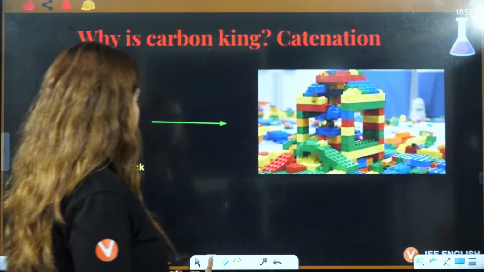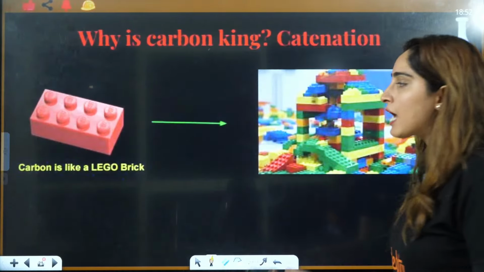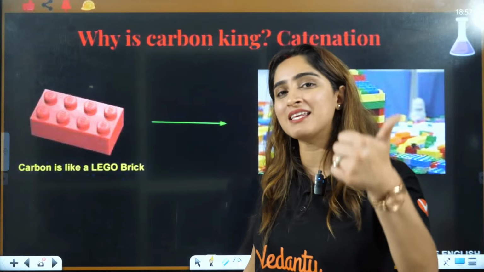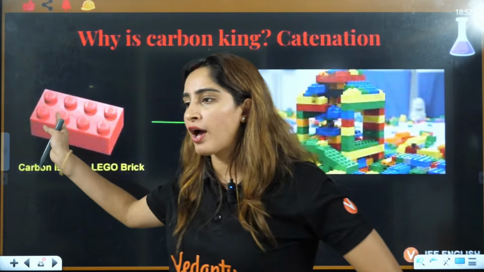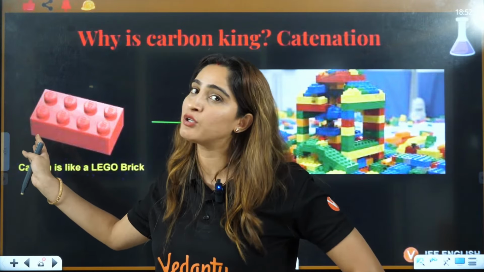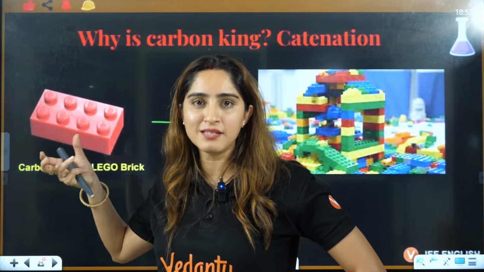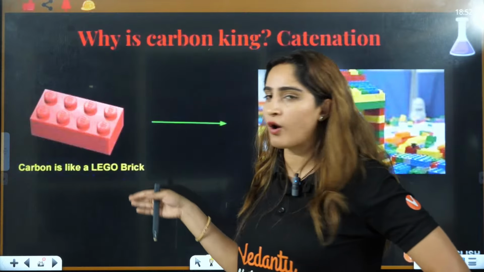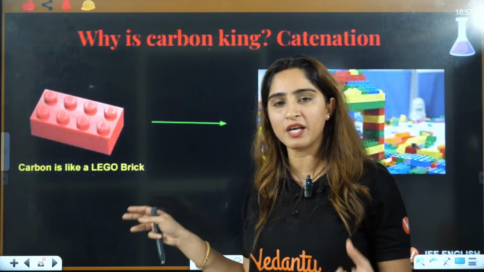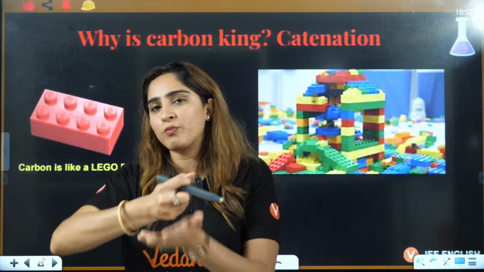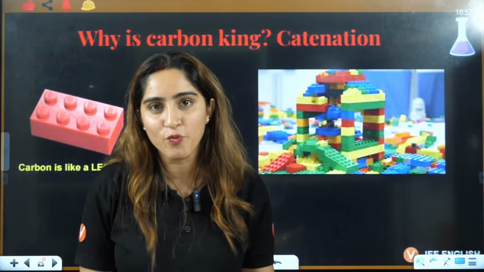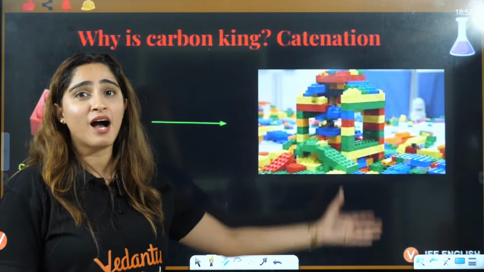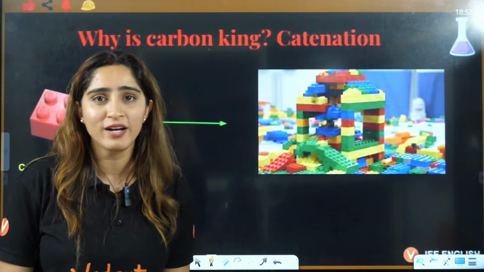So why is carbon a king? It has two properties: catenation and tetravalency. So have you ever played this? How many of you have actually played this game? I love it. I even played today. I have a niece, and she has all these toys and I love playing all these games. Why? Because with one block, you put one more block, one more block, one more block. You can make anything that you want to make. Like this, you can make a house, a car, anything that you want, right?